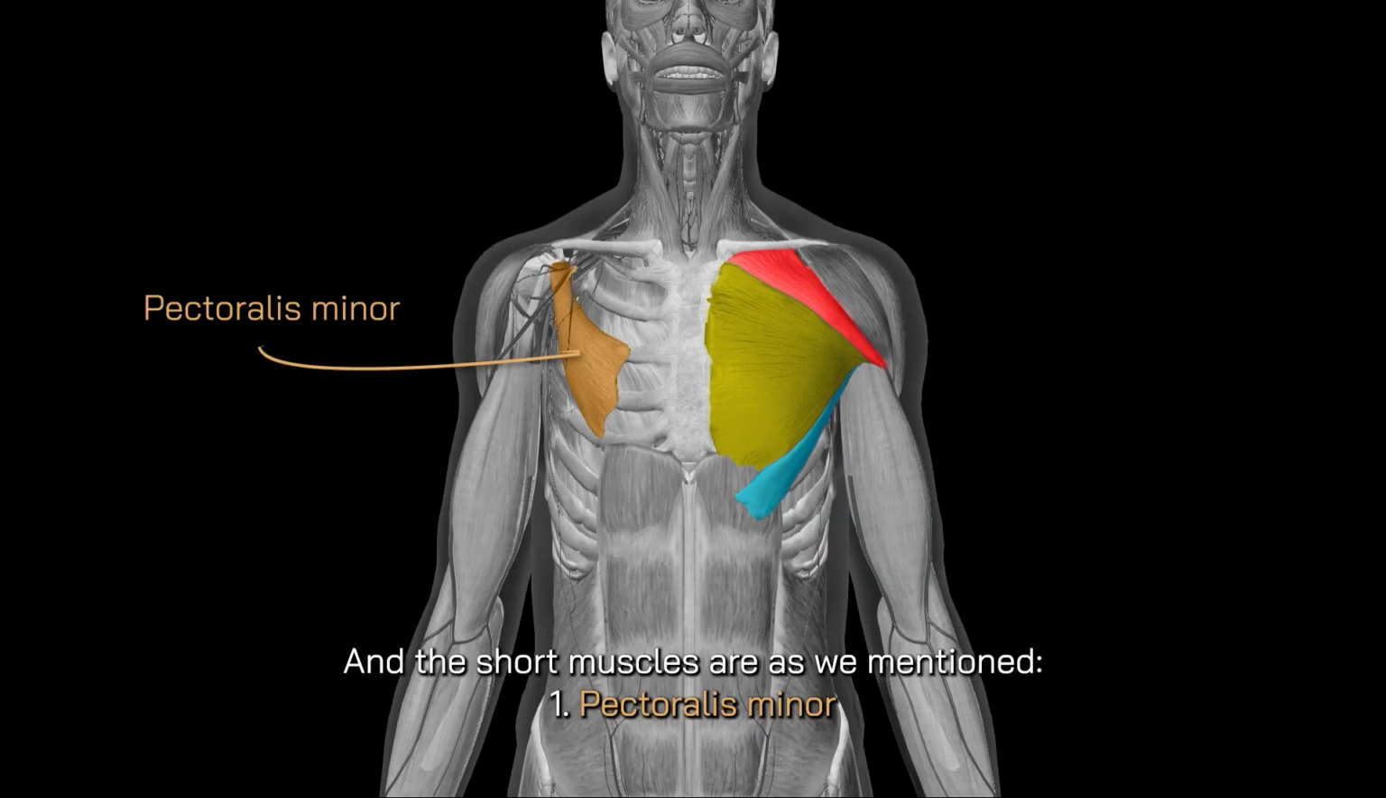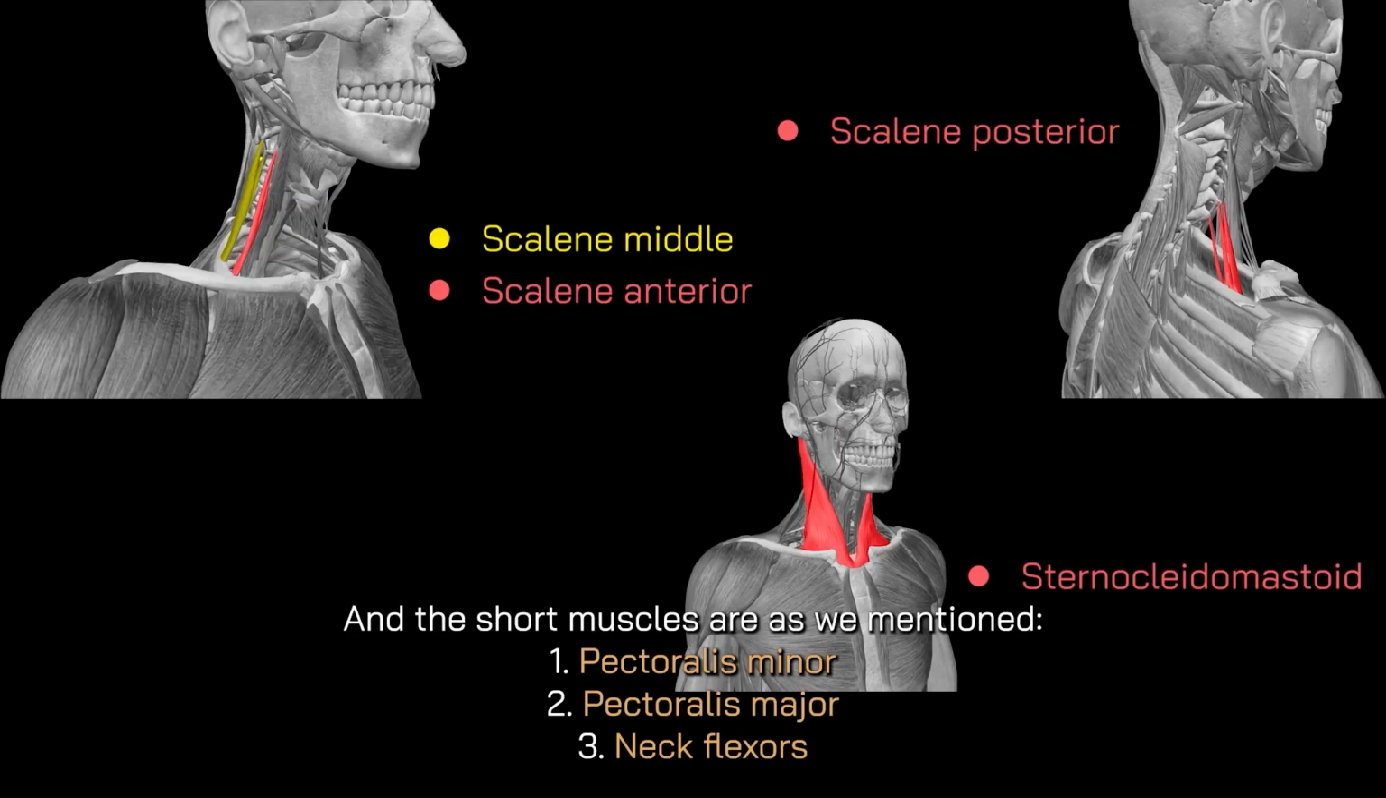Now it's time to stretch the shortened or overly active muscles. And all the following stretches will need to be held for 30 to 45 seconds once a day, every day, until the posture is corrected. And the short muscles are, as we mentioned, pectoralis minor, pectoralis major, and neck flexors.